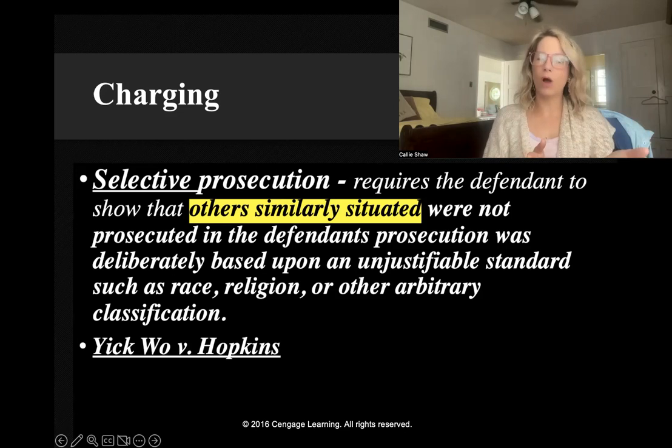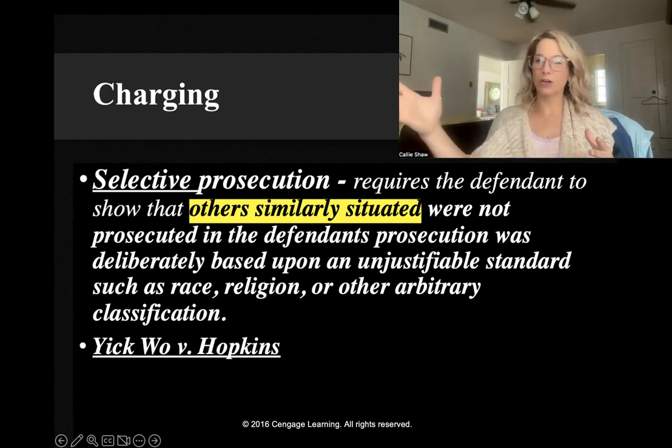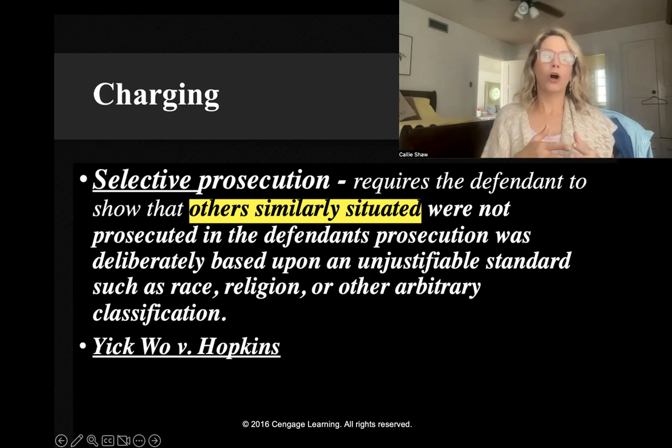I put the case of Yick Wo versus Hopkins down there because that's the case that opened the door to what's called selective prosecution. In Yick Wo, you had a massive amount of Chinese immigrants who moved into the West Coast, specifically California. This was during the period in which the railroad was being built throughout our country. And Chinese laborers are largely responsible for our railroad infrastructure. They built it. Well, when the infrastructure was done, the federal government tried to pull back the amount of Chinese immigrants that were coming into the country.